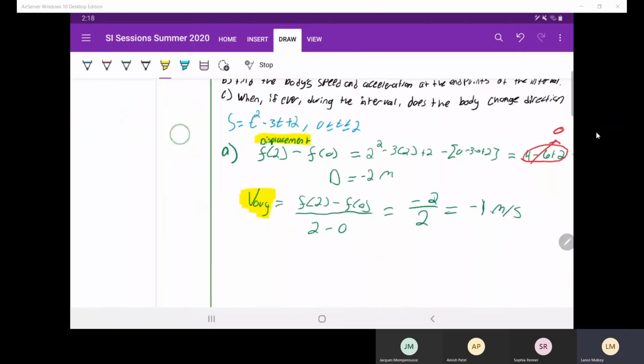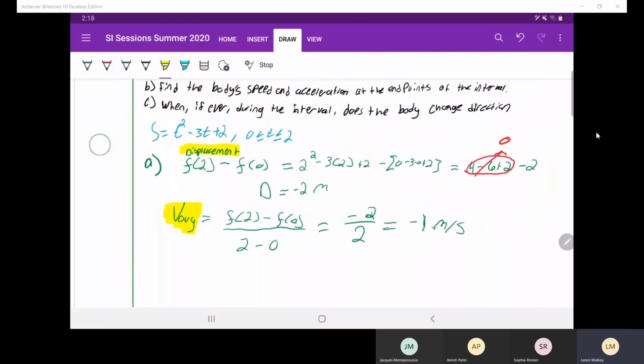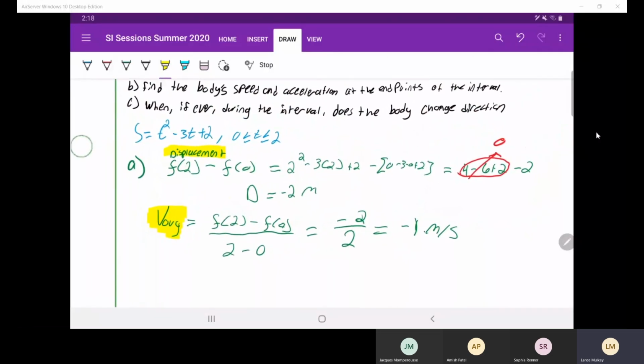Everybody following along? This isn't a hard problem. It's just showing what you can get. I'm going to assume that's yes. So B, find the body's speed and acceleration at the endpoints of the interval.